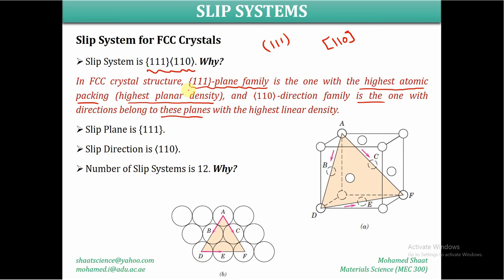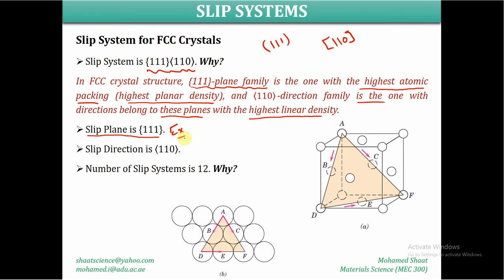So this is why the slip system in the FCC crystal structure has been identified by this family of planes and this family of directions. Because these are the planes with the largest planar density, and these are the directions that belong to this family of planes with the highest linear density. So a typical example is that the slip plane is going to be one of the planes like 111 that belong to this family.